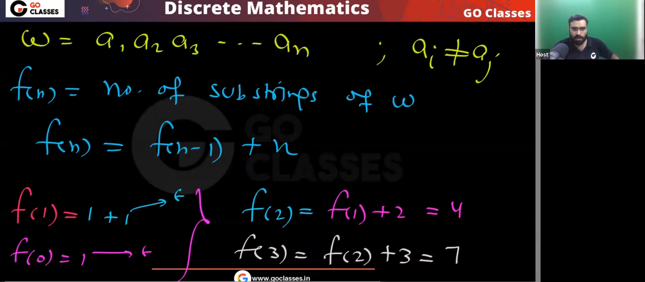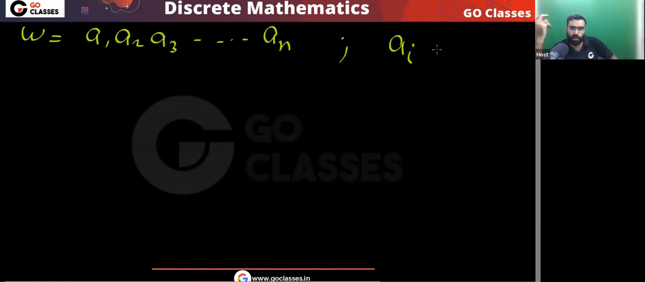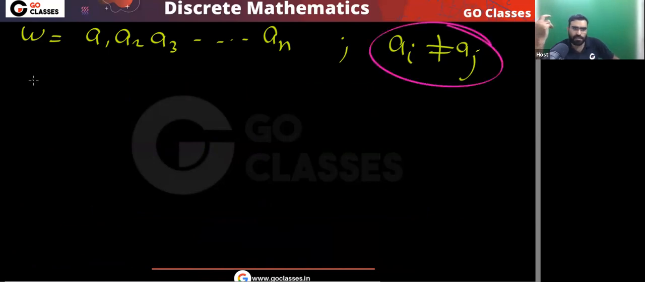Okay, very simple. Now what you can do is open this recurrence relation you got for the number of substrings. If you have W where all the characters are distinct, this is very important. Agree with me? All the characters are distinct. This is an important point. Now here, what is Fn? Fn is Fn minus 1 plus n.